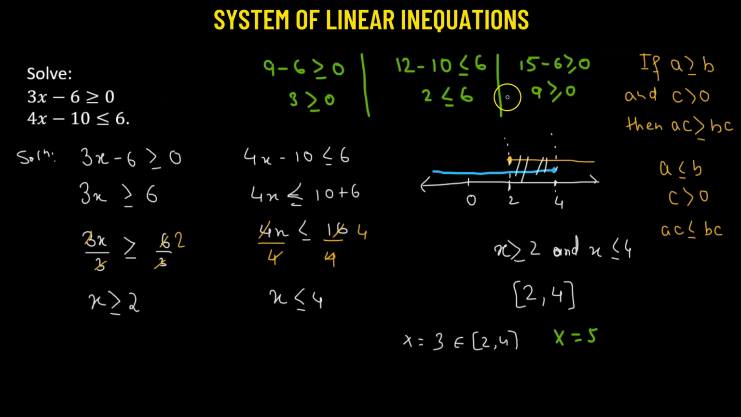But if we consider the second linear inequality, we have 4 times 5. So 4 times 5 is 20. So 20 minus 10 is less than or equal to 6. 20 minus 10 is 10. So 10 is actually not less than or equal to 6. So if we consider x equals 5, then this is going to satisfy the first linear inequality, but not the second inequality, which means that this is not a solution that solves both linear inequalities. So our only possible solution will be the solution lying in the interval 2 to 4, where both 2 and 4 are included.